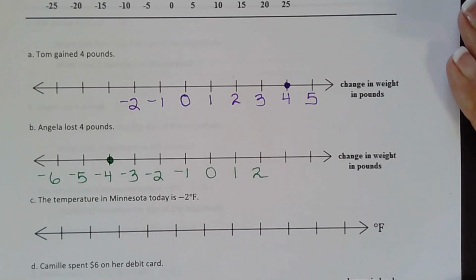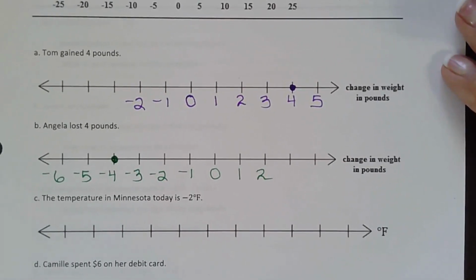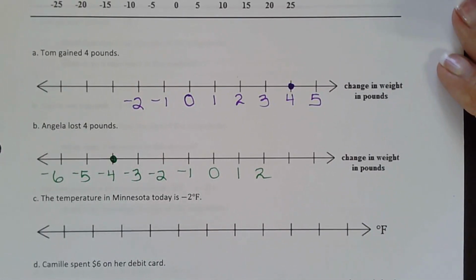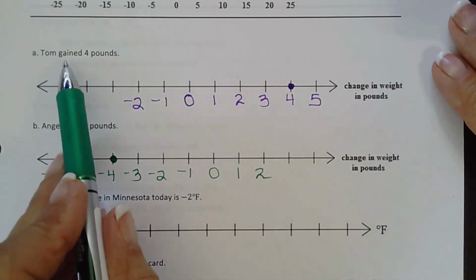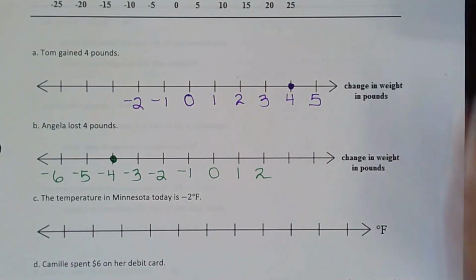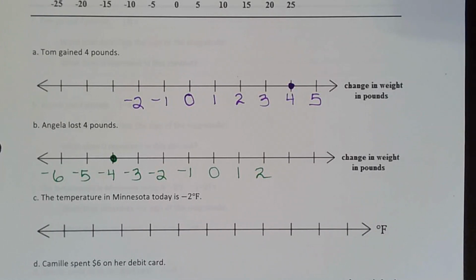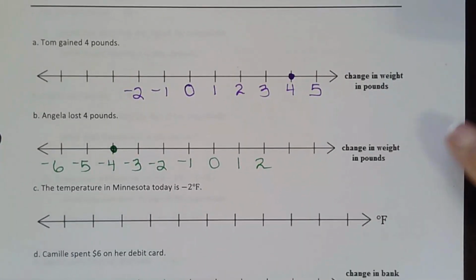So notice I don't say she lost negative 4 pounds. We use words in place of the negative. So I would say she lost 4 pounds, or her change in weight is negative 4. So we use words like lost and gained to show the sign of the number. When we're writing in words, we don't use the positive and negative. We use words that mean those.